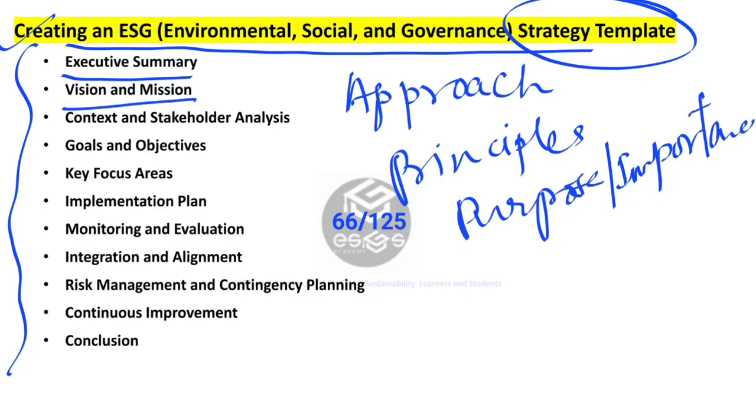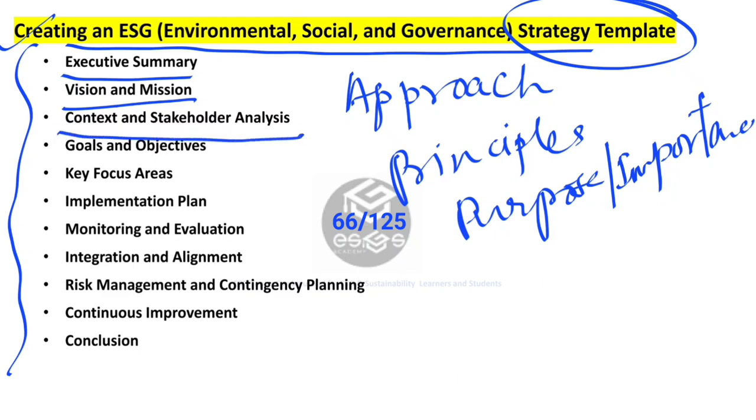Next is vision and mission. In the vision statement, we can write like articulating the organization's long-term vision for integrating ESG considerations into its core business strategy. In the mission statement, we can write like defining the mission of the ESG strategy, emphasizing sustainability, ethical practices, and long-term value creation.